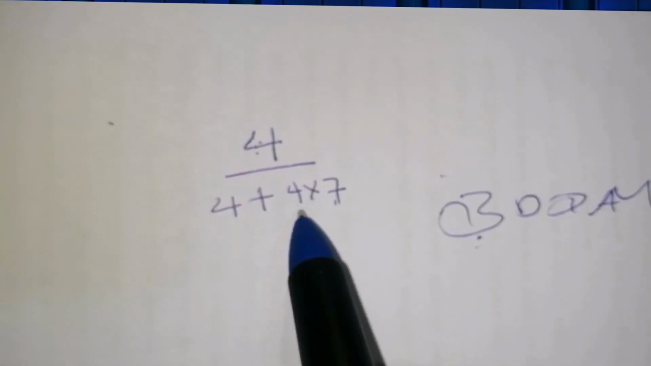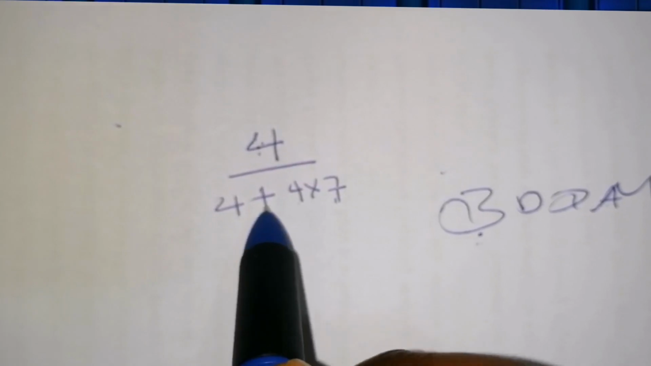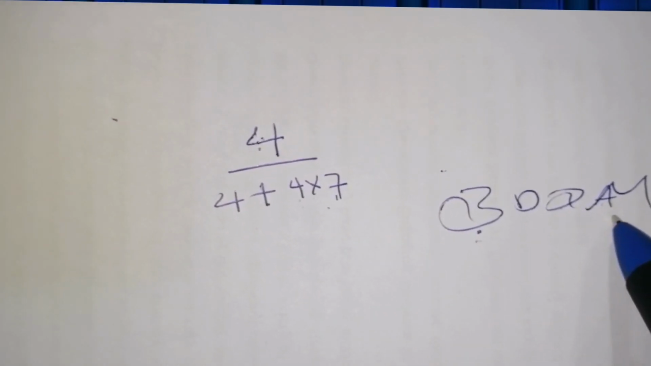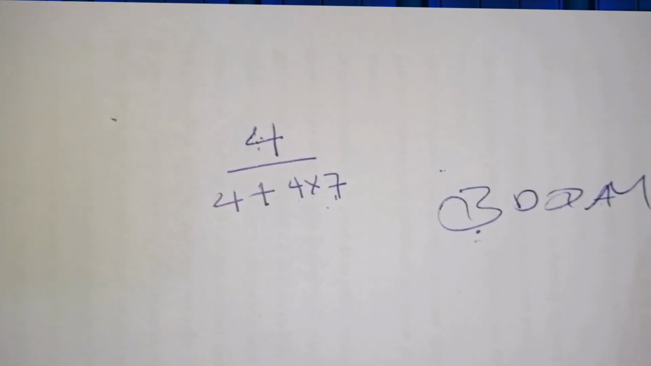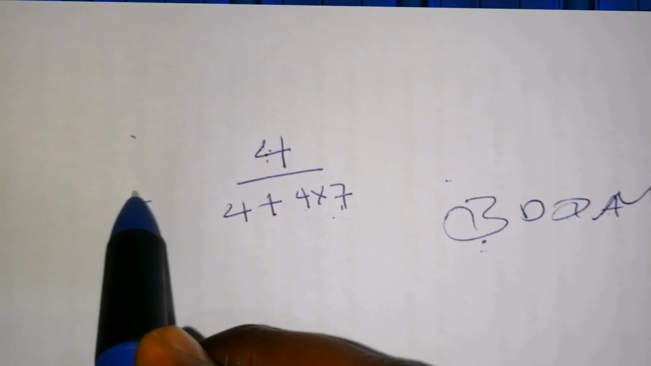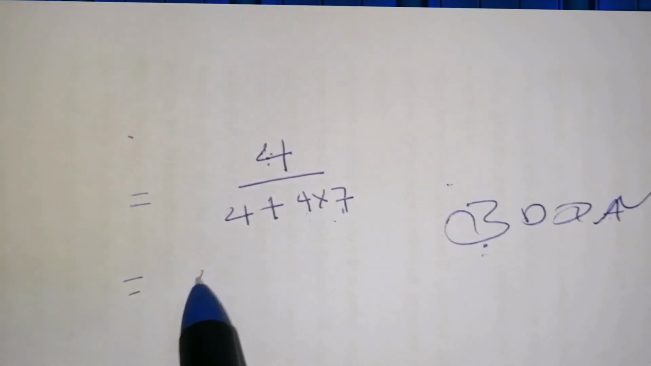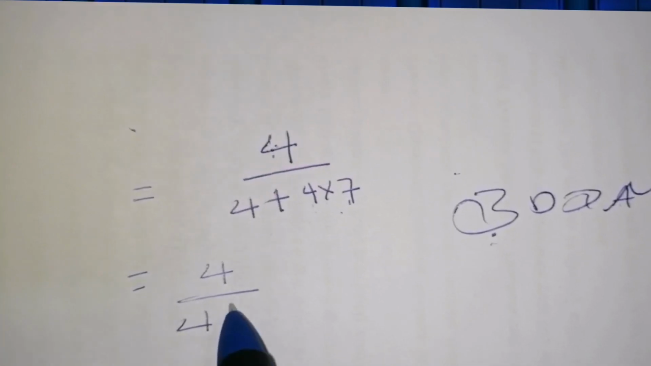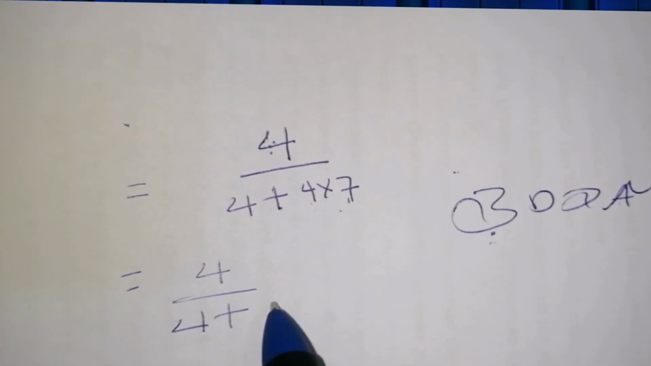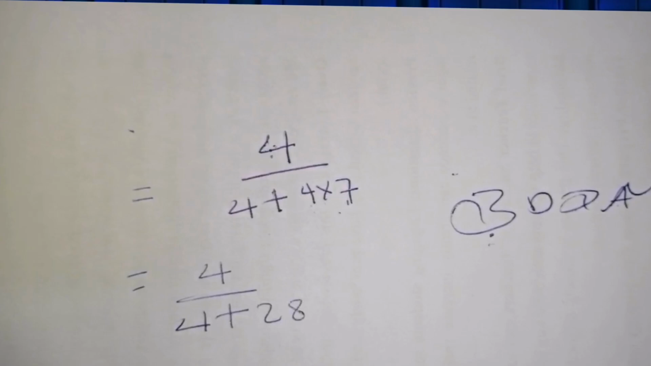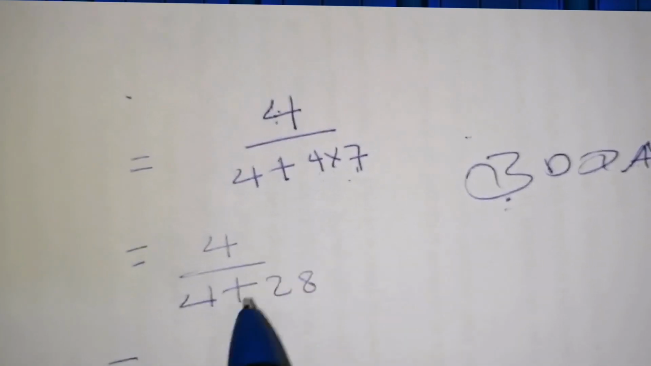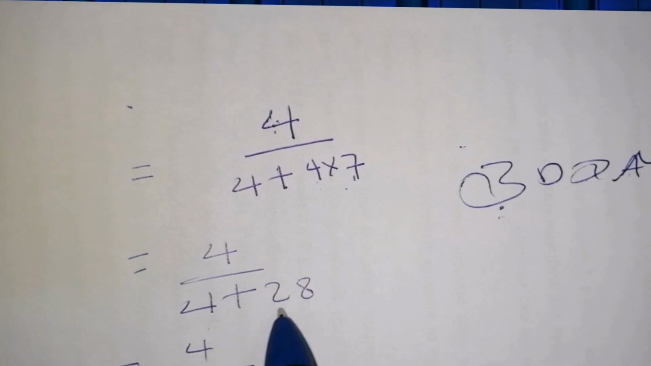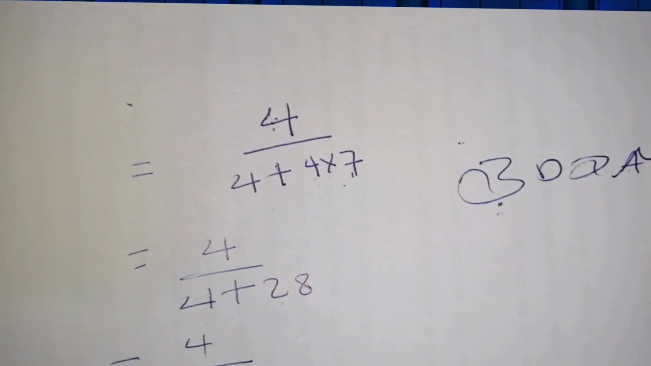In this question, there is an addition and a multiplication, okay? So we have to multiply numbers before addition. So 4 over 4 plus 4 times 7, which is 28. Then 4 over 4 plus 28, which is 32.